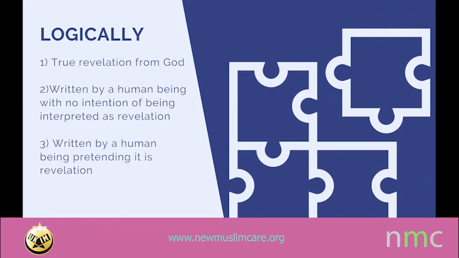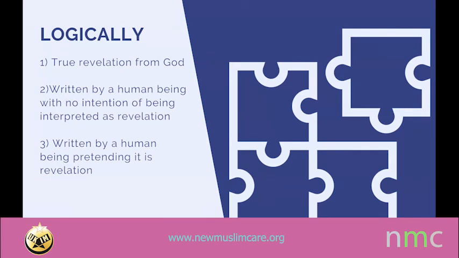There are three options when it comes to the Quran. One is that it's a proper revelation. It's a true revelation from God. The second is maybe a human being wrote it. They just wrote it down and they didn't really mean for everyone to think it was a revelation. And the third option is it was written by a human being and they were trying to pretend it was from God. Okay, these are your three options.